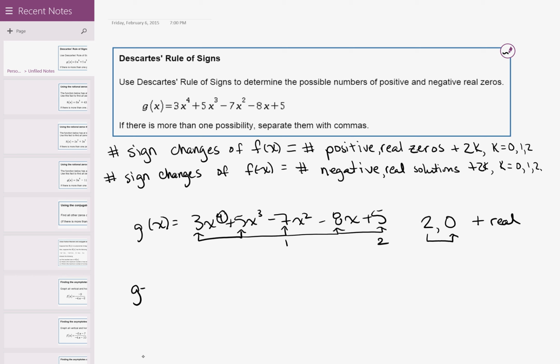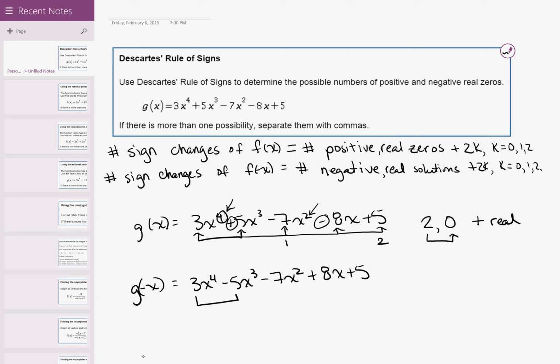So g of negative x is equal to 3x to the fourth minus 5x cubed minus 7x squared plus 8x plus 5. Now check to make sure I did that correctly. Negative x to the fourth does not change sign, but this one does. Negative x squared does not change sign, but this one does.